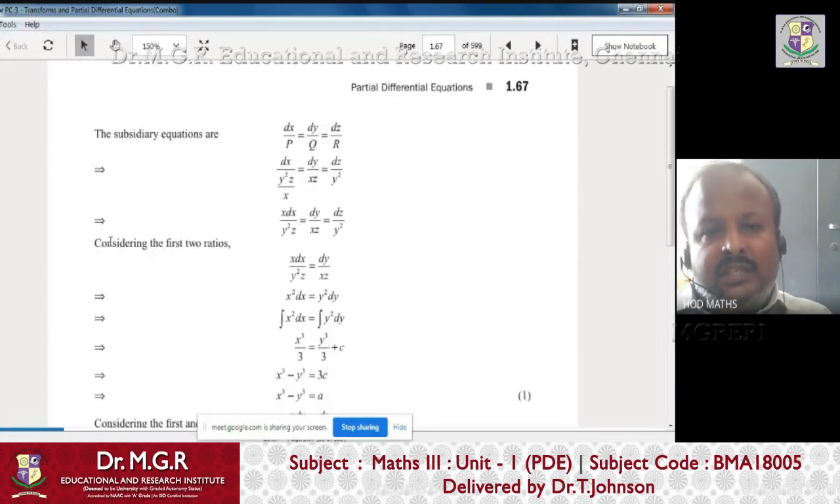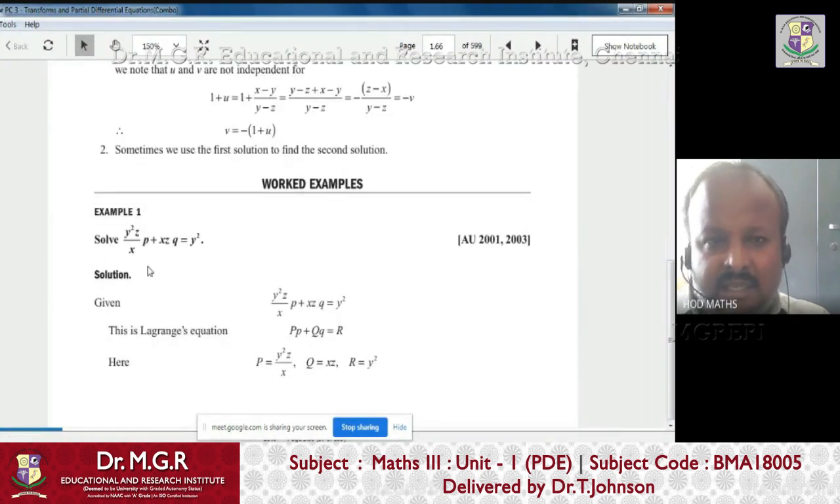So can you see this example 1 now? Here y square zx is a function of x, so we call this our capital P, that is multiplied with small p. Then x z is there, this is nothing but capital Q, and this is small q. And then on the right hand side, some function of x, y, z, so it is y square. So this is capital R.